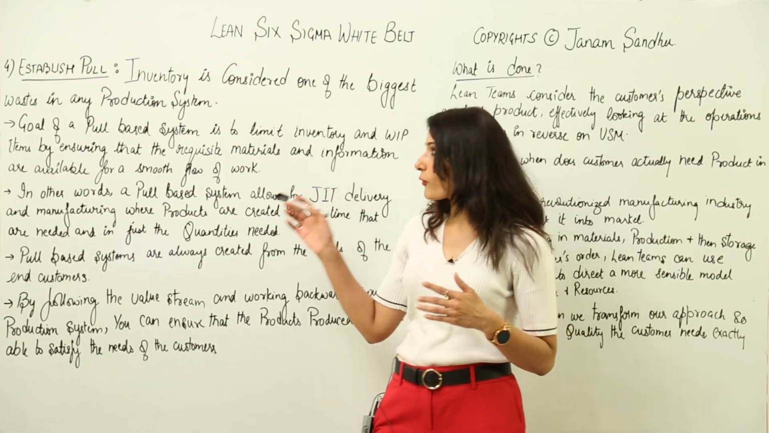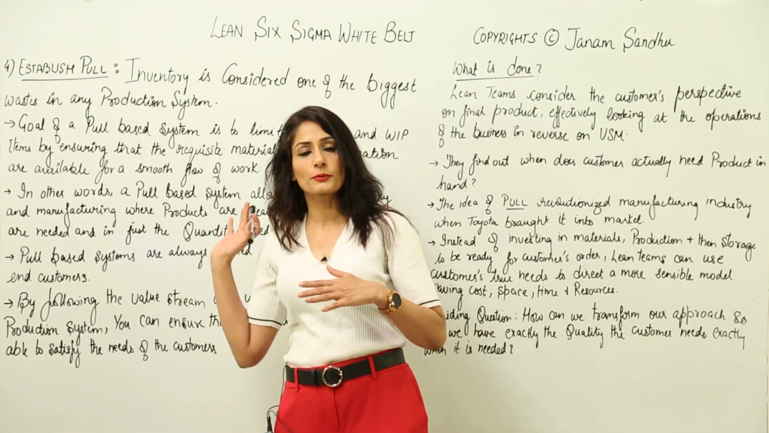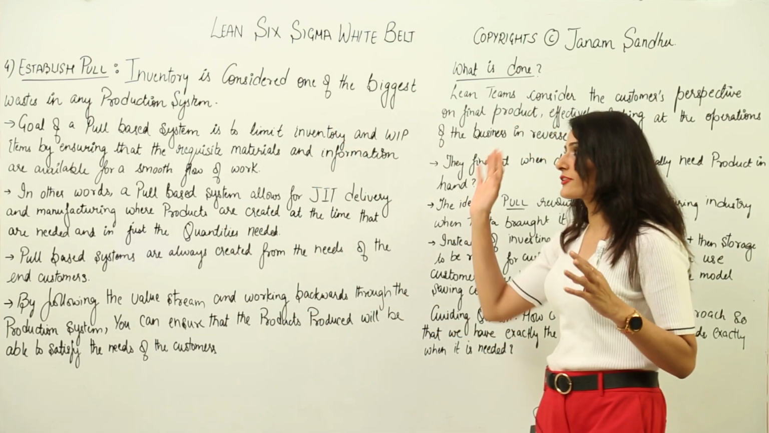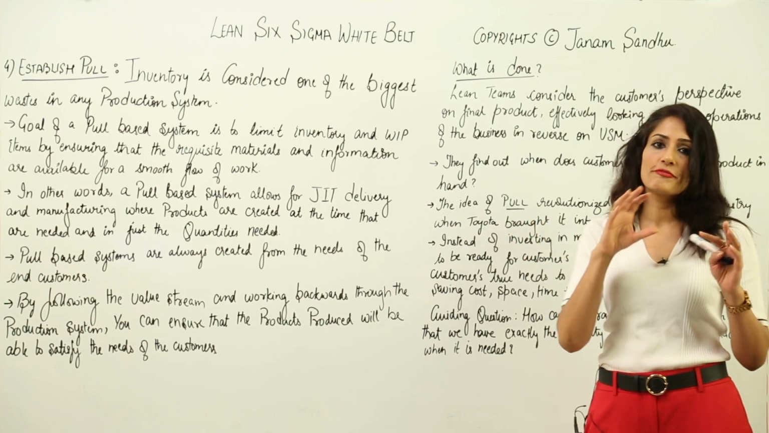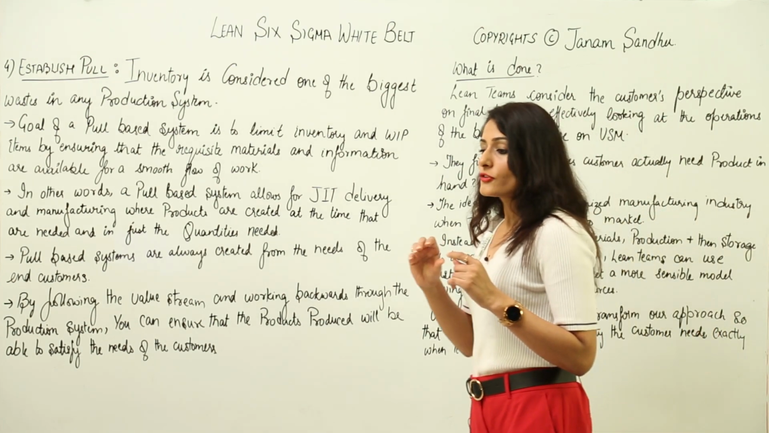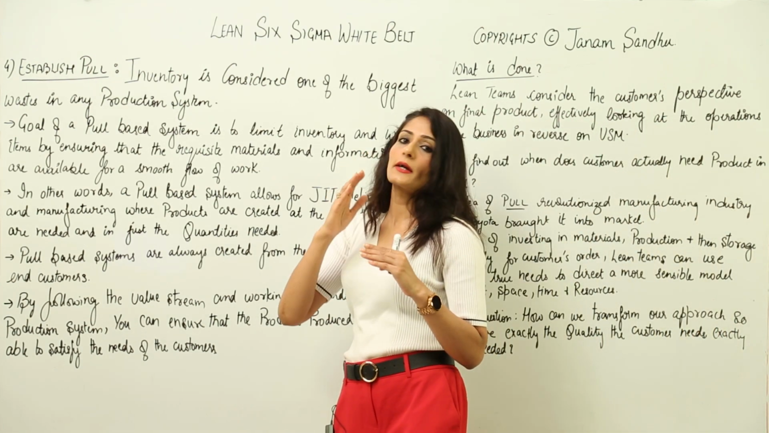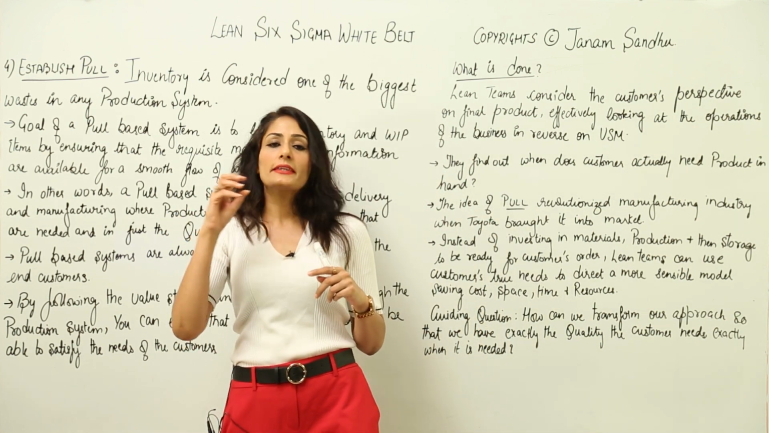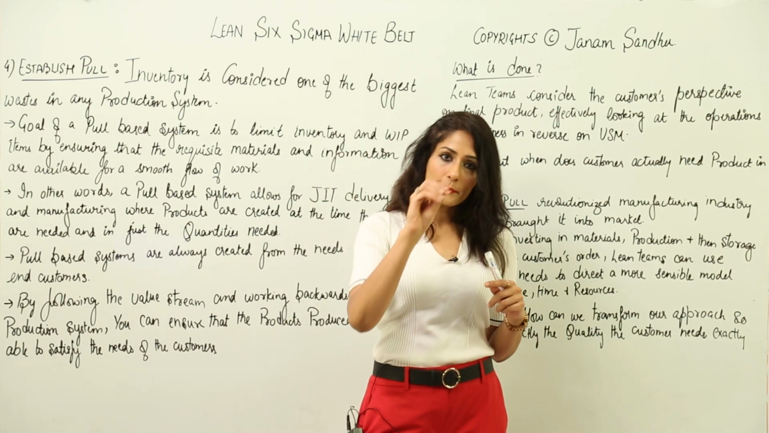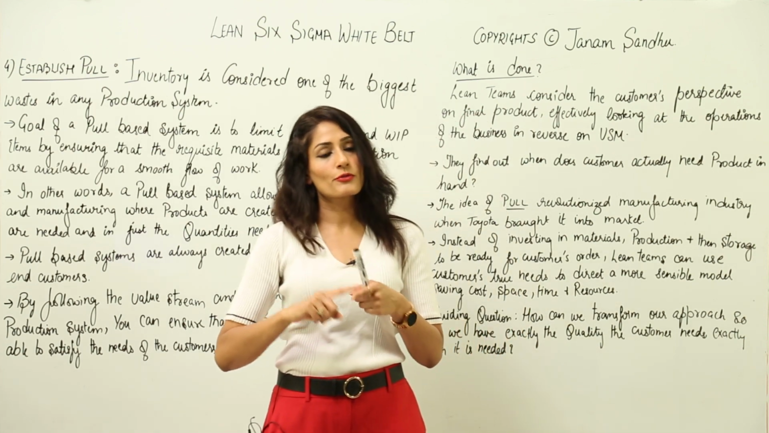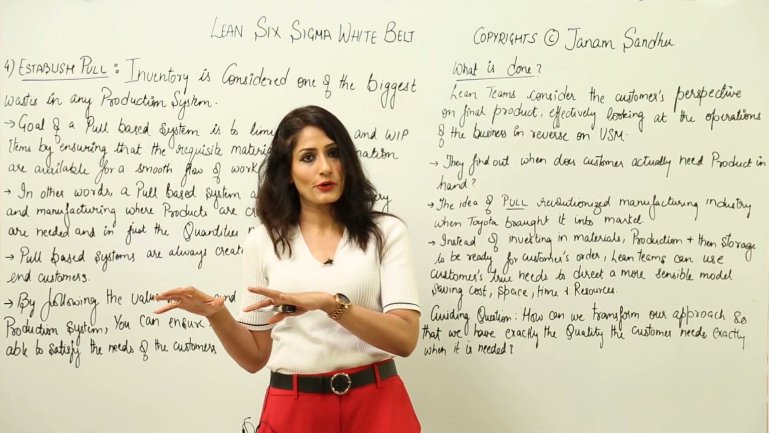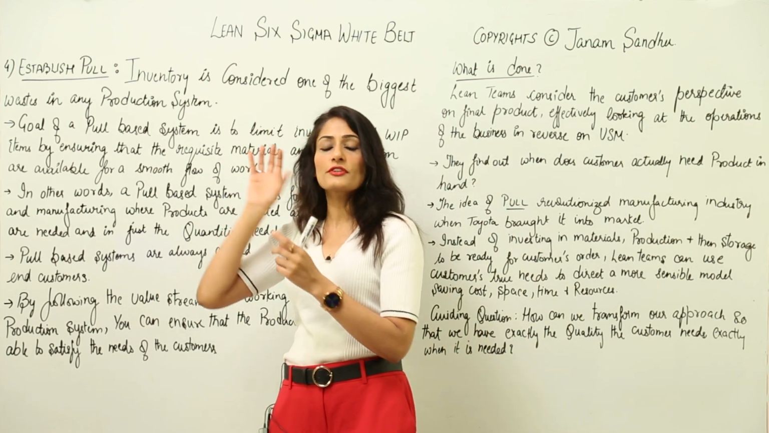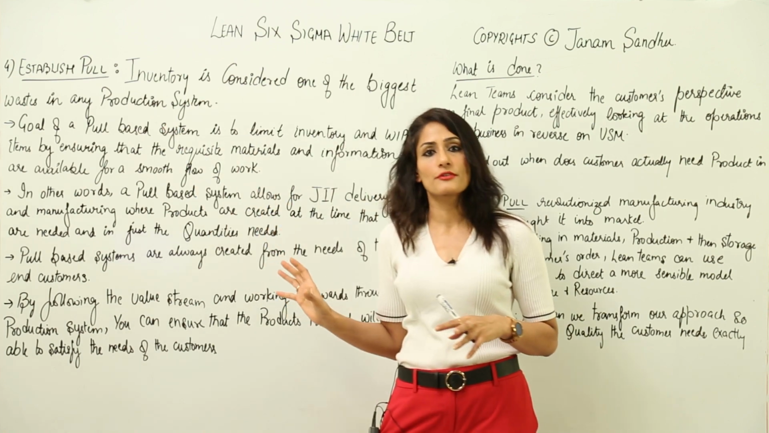Let us study the fourth principle, that is establishing pull. Now, inventory is considered one of the biggest wastes in any production system when we talk in terms of lean. So, just go back and think about the second pillar of the TPS system, that was just in time, that is creating the right product in the right amounts at the right time and when it is required. This concept is used in the pull system.